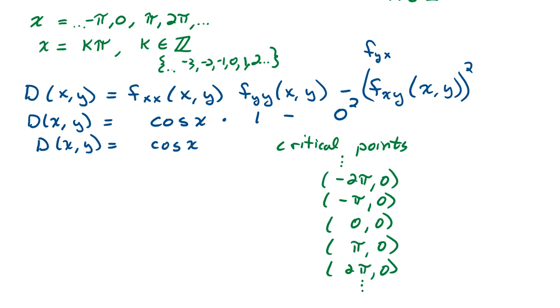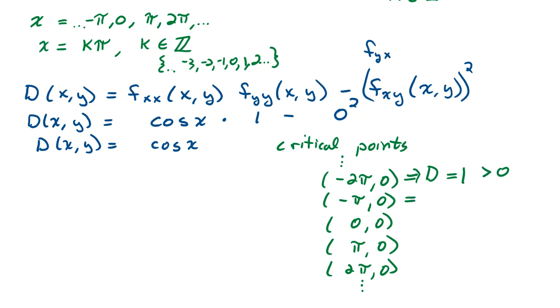So determining whether this is positive or negative, d of... let me do this. Let's call these our points. I don't want to write this whole thing, I'll just say d. Is that cool? For this point, this d value is the cosine of x. So it's the cosine of negative 2 pi. What's that? That's just 1, all the way around. So that's positive.